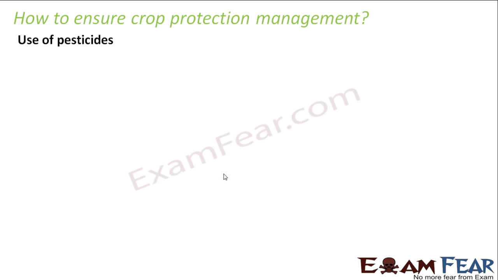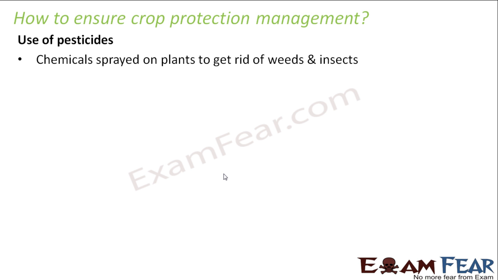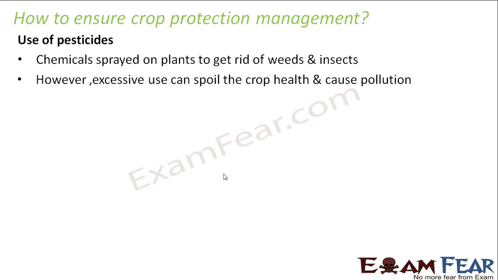What are pesticides? They are basically chemicals which are helpful in killing the pests. Pests are nothing but insects. So chemicals spread on plants to get rid of weeds and insects. However, excessive use can spoil the crop health and cause pollution. As we all know, any chemical is not something which is very much desirable by the environment.